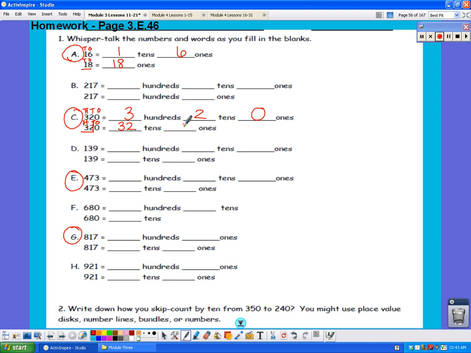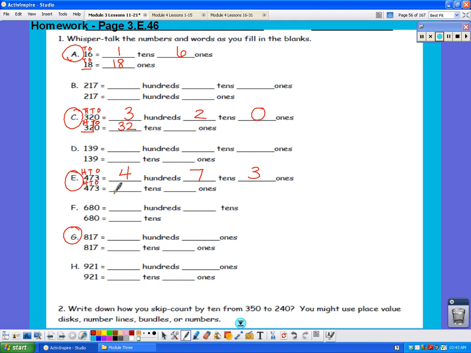Letter E, 473. I'm going to label hundreds, tens, ones. We're looking for how many hundreds, how many tens, and how many ones. So we're just doing this one in unit form. It has 4 hundreds, 7 tens, 3 ones.